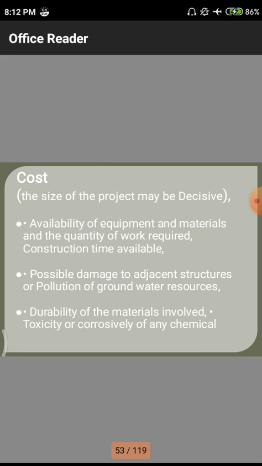Next one we are having is the availability of equipment and materials and the quantity of work required. That means availability of equipment. Suppose we have a construction company with some projects for a particular span of time. Likewise every project has to be completed within a particular time period. That means depending upon the project cost and money available, the total project will depend upon the time period.